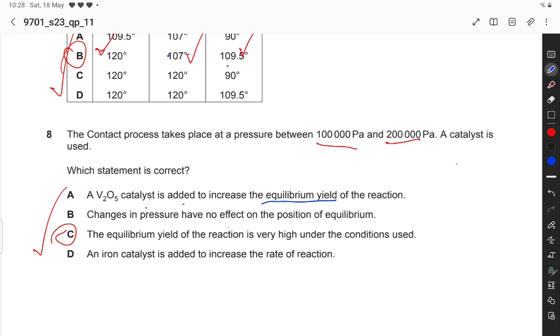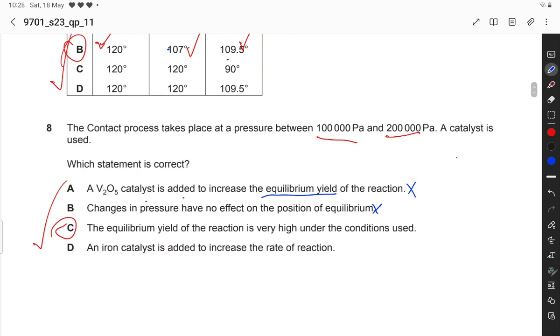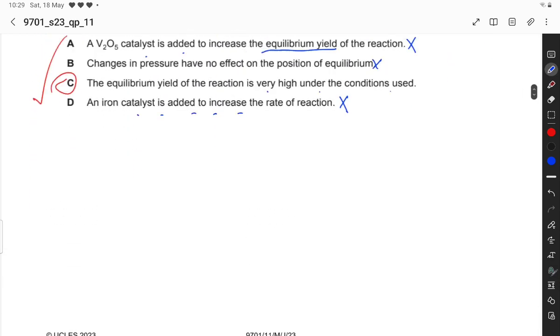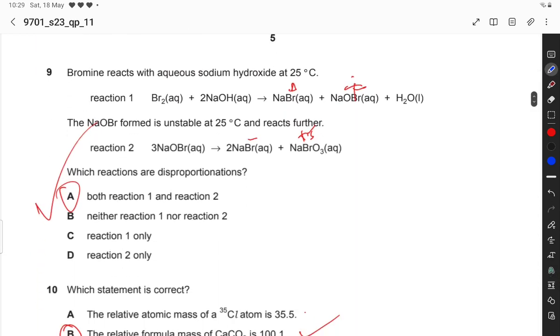Changes in pressure have no effect on the position of equilibrium. Changes in pressure do affect the position of equilibrium, so that's why it is also incorrect. The equilibrium yield of the reaction is very high under the conditions used. Yes, these are compromise conditions, so the equilibrium yield of this reaction is very high under the conditions used. An iron catalyst is added to increase the reaction. Iron is not used in the contact process for making sulfuric acid, so that's why option C is the correct option.